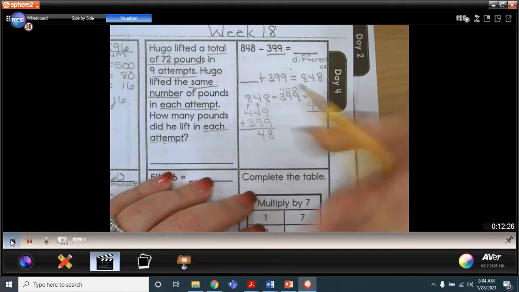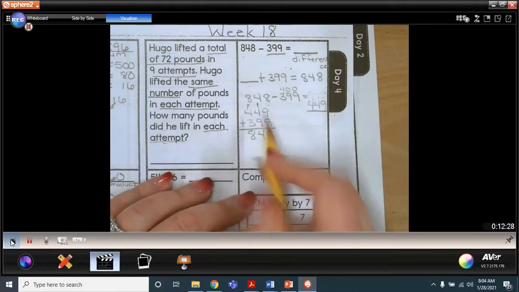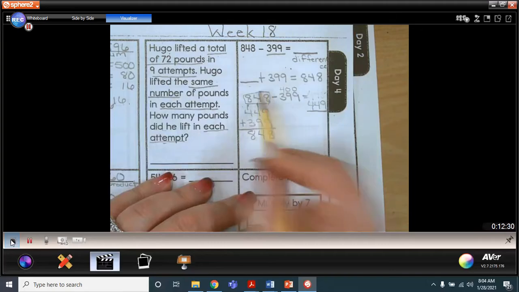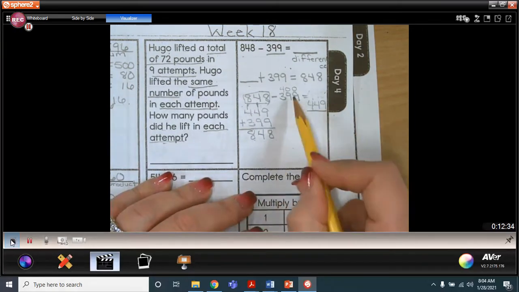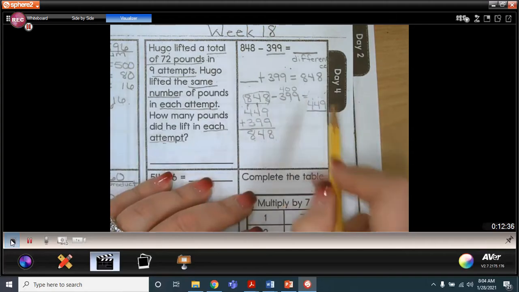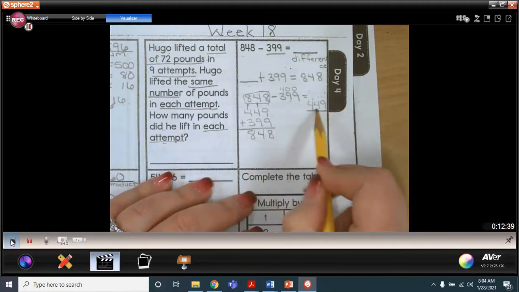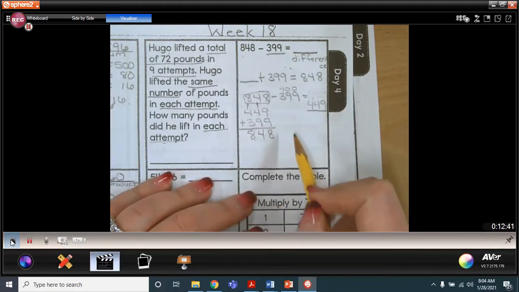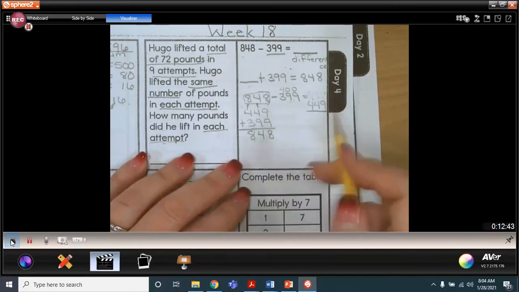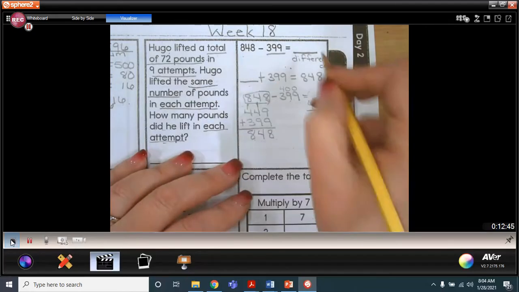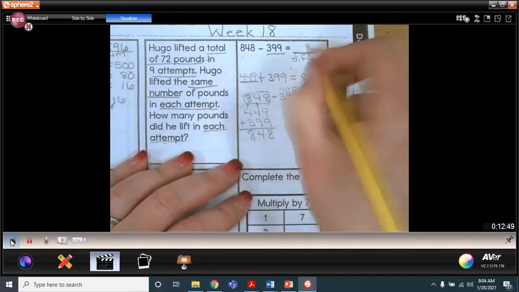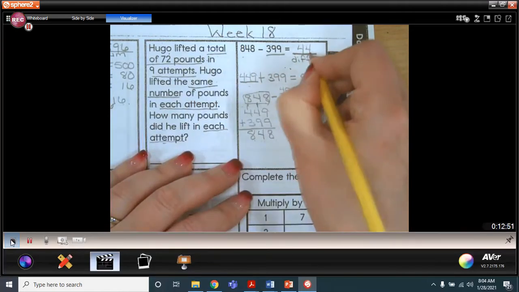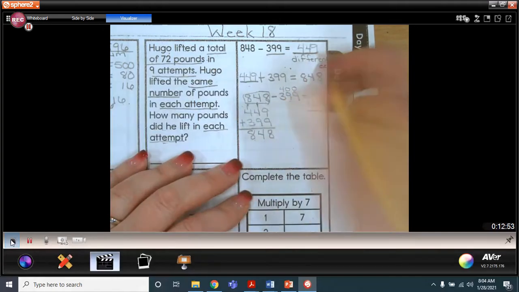And 3 more hundreds is 800. So we must have done our subtraction correctly, because we got 848 when we took our part and the missing part and added it back together. We checked our subtraction by using addition. So our missing part here is 449, and we know that the difference here is 449.